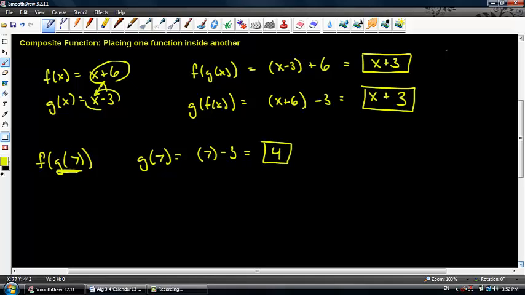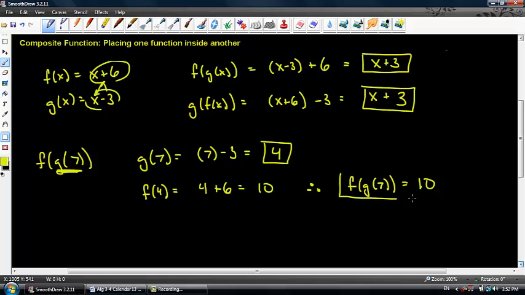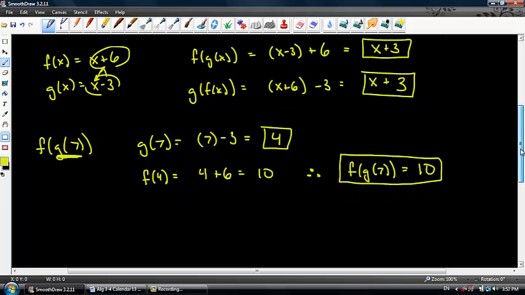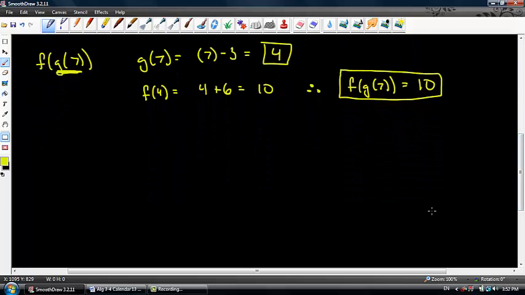But remember, we are looking for f of g of 7. So I have to take that 4 and plug it into f of x. So f of g of 7 is really evaluating f of 4. Now f of 4 is 4 plus 6, which is 10. Therefore, I can say that f of g of 7 is equal to 10. Okay, you just take it one step at a time. You handle the innermost function first, and you evaluate for that number, and then you plug it in again.